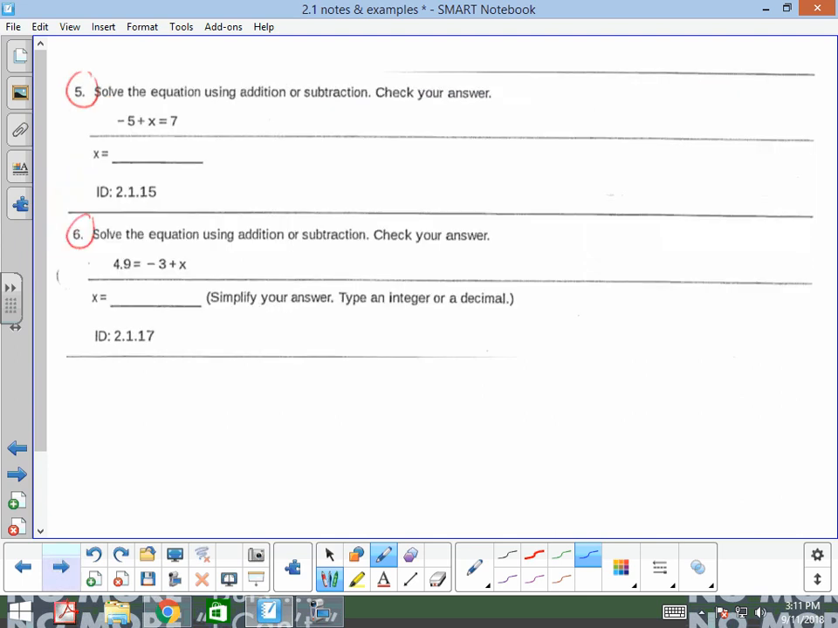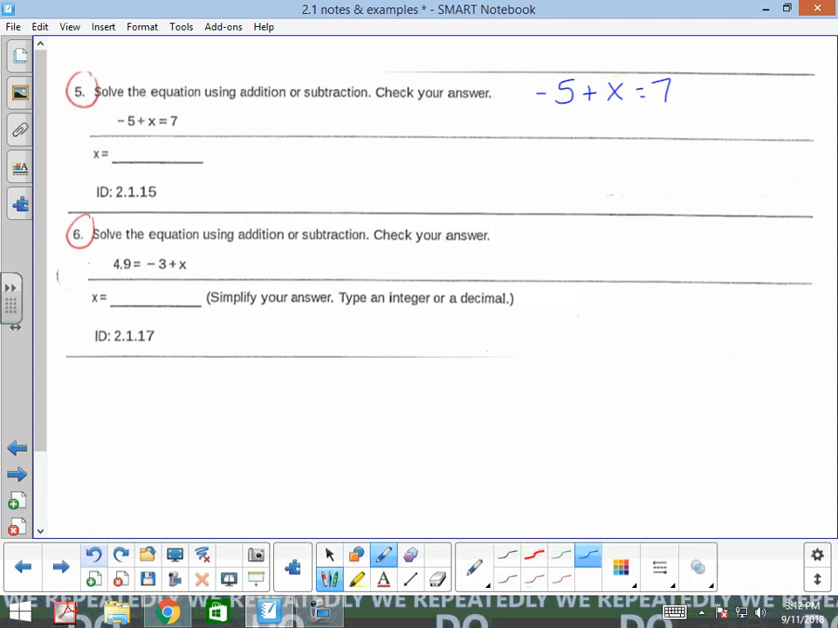Number 5 is negative 5 plus x equals 7. So write the problem. Go to the variable side and look at the number that's being added to x. It is actually a negative 5. So I'm going to do the inverse of negative 5. I'm going to add 5 to both sides. So that's 0. So x equals 12.